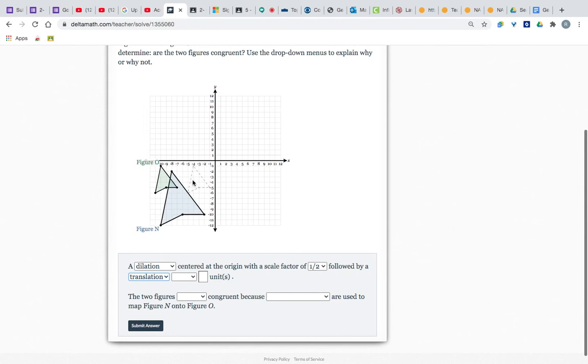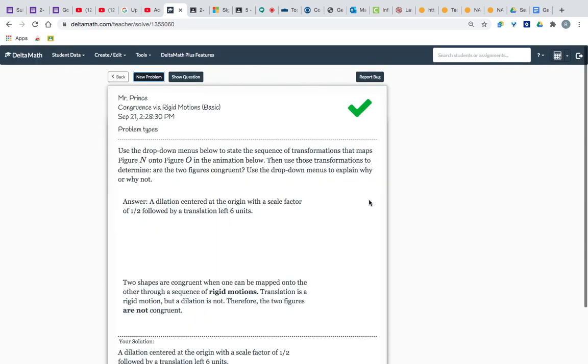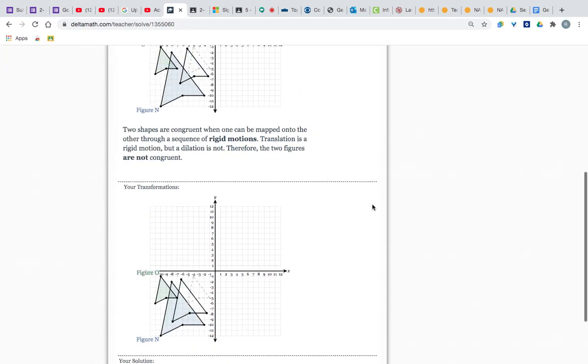It's going to just slide. After it gets here, it just slides to the left. 1, 2, 3, 4, 5, 6. It's going to be 6 units to the left. So to the left, 6 units. Then you have to make the statement: the two figures are not congruent because non-rigid motions are being used. And then there it is, and it tells you.